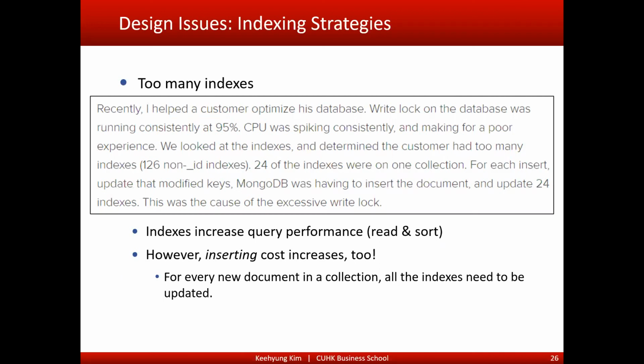So that costs time. In this case, the customer had 24 indexes on one collection. So if one document in that collection is updated, or if someone adds one document into that collection, these 24 indexes should be updated together. So that costs time in this case, because this customer had too many indexes. Whenever there is an update, whenever there is an insert, that slows down the performance, because all these indexes should be updated together. So that's one thing you have to be careful about.